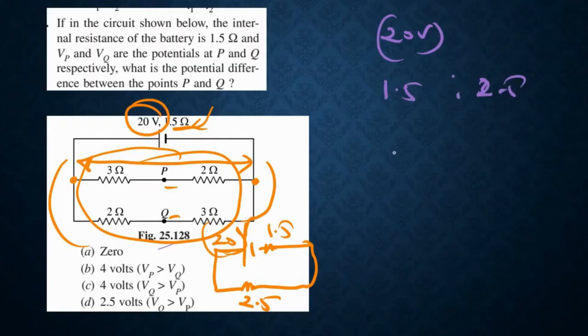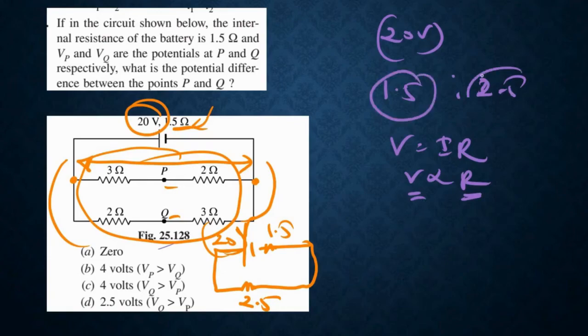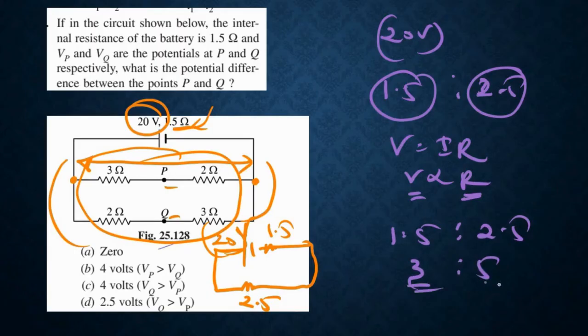Since 1.5 and 2.5 are in series now, the ratio should be 1.5 to 2.5. How do you know it's this ratio? Because V equals IR and we know V is proportional to R. So the resistance ratio equals the potential ratio. So 1.5 is to 2.5. I'm going to divide it by 0.5. That's 3 and 5. It's easier to get the ratio now. So I'm going to take the fractional values 3 over 8 and 5 over 8.